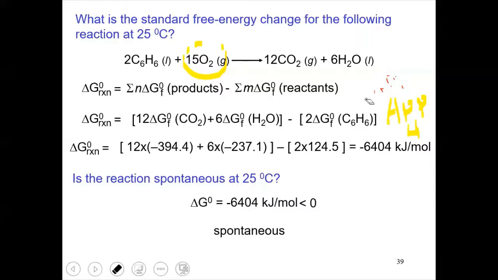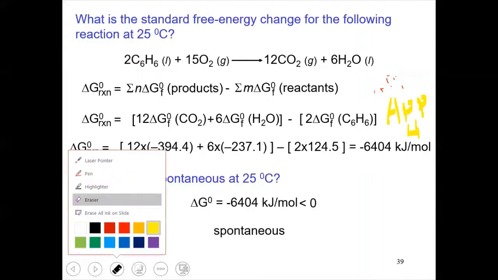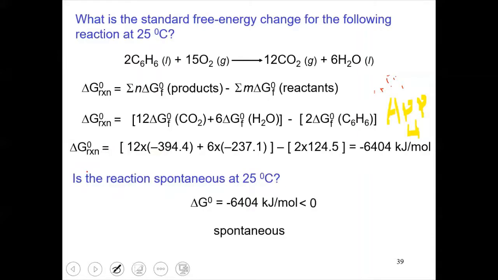If you were to look at the equation here, let me erase this thing out of here. Let's count the number of moles of gas in the products versus the number of moles of gas in the reactants. You'll notice that the change in the number of moles of gas is negative, right?